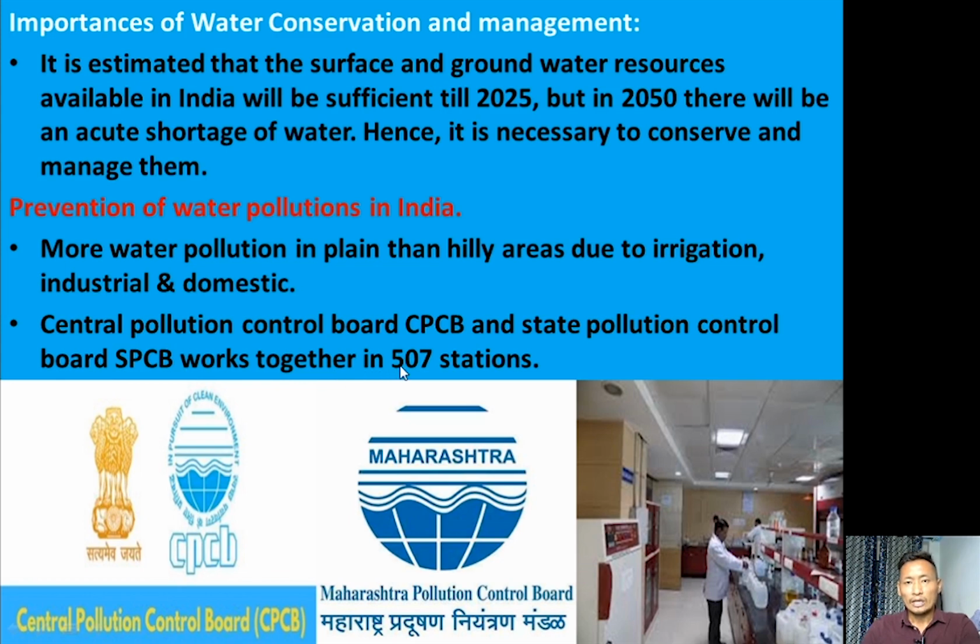So these work together through 507 stations, that means labs. They are monitoring the water pollution in different rivers of India through 507 stations, in order to monitor and control the water pollution in the rivers of India by taking water samples from different rivers of India.